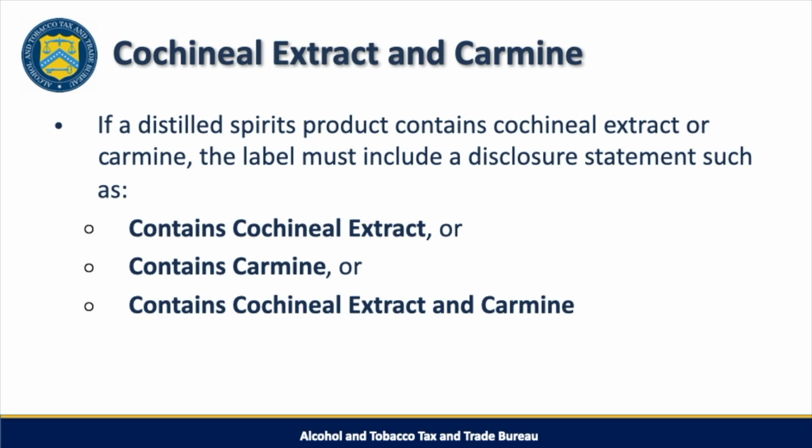Cochineal extract and carmine. If a distilled spirits product contains cochineal extract or carmine, the label must include a disclosure statement such as "contains cochineal extract," "contains carmine," or "contains cochineal extract and carmine." Please note that FD&C Yellow No. 5 and cochineal extract or carmine are the only coloring materials that must be specifically disclosed on the label.